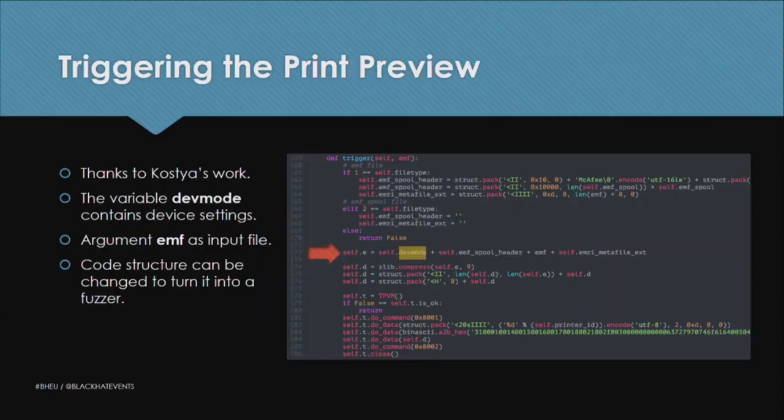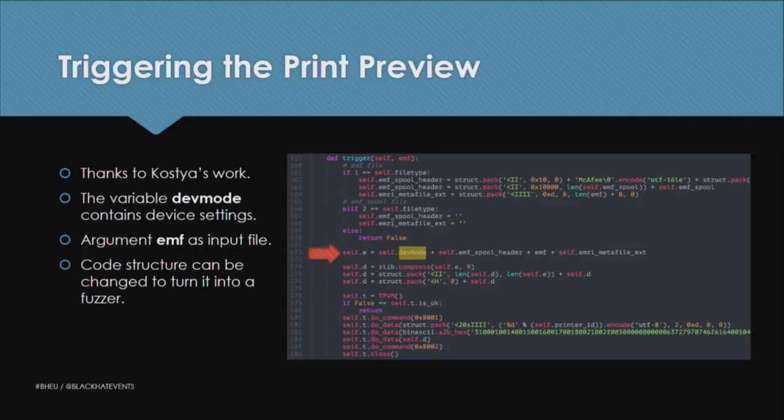After we learn the architecture, we would like to know how to trigger this print preview job by programming. First, we would like to thank Google security researcher Kostya. He did a great job on fuzzing tpview.dll vulnerabilities many years ago. Our triggering code is based on his one POC code.